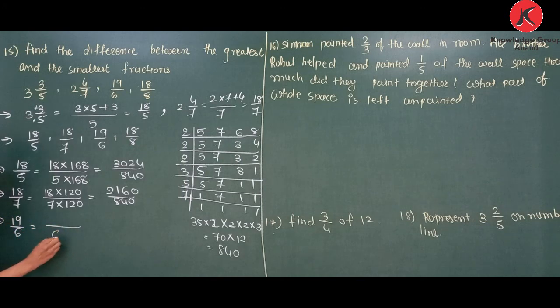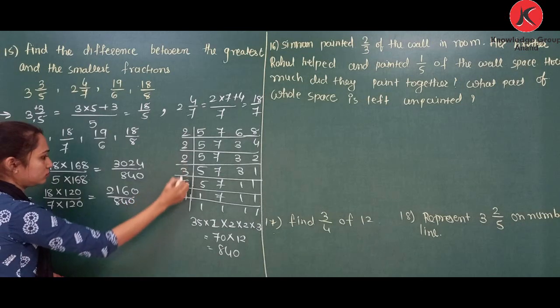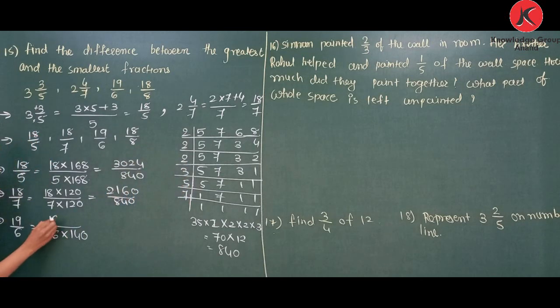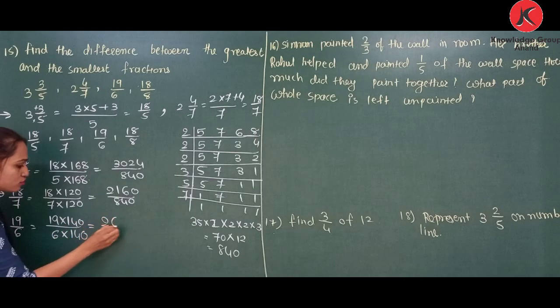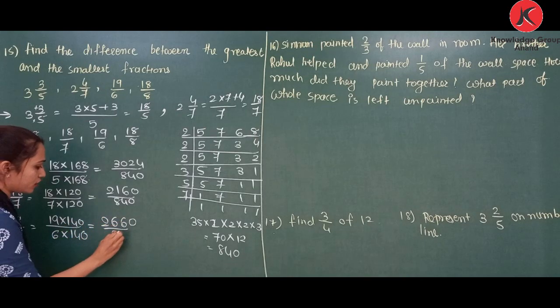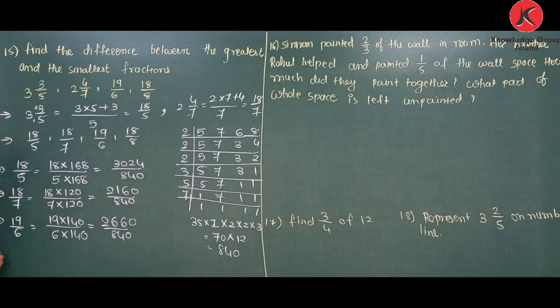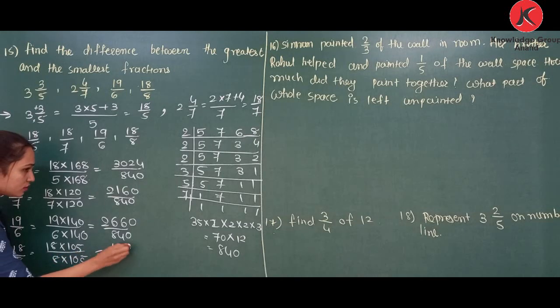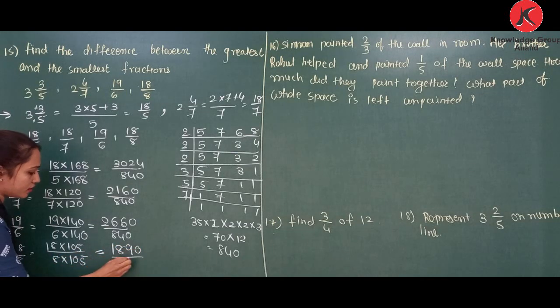Now next, 19 by 6. So 6 needs to multiply with 140. 19 is also multiplied with 140. If you multiply this, you will get 2660 divided by 840. And last, 18 by 8. So 8 is multiplied with 105. 18 is also multiplied with 105. So you will get 1890 divided by 840.